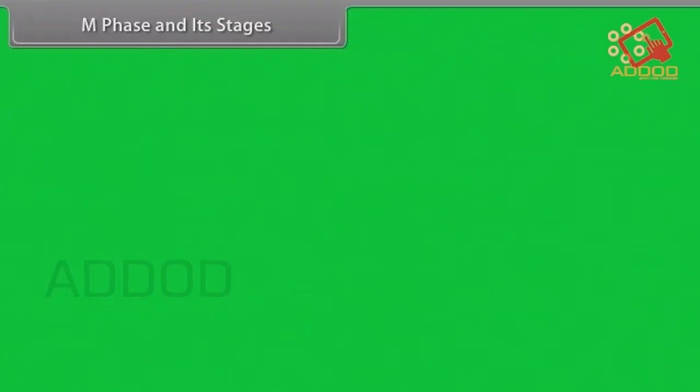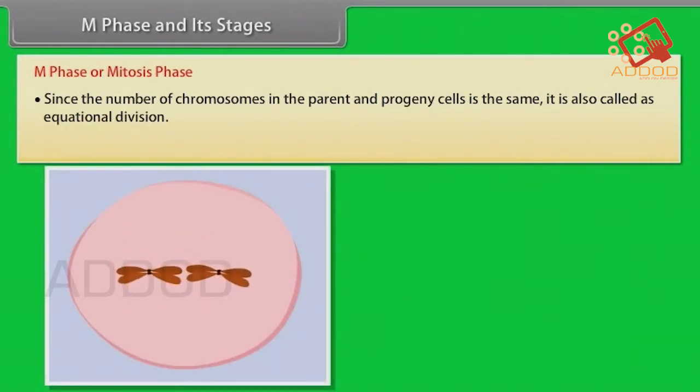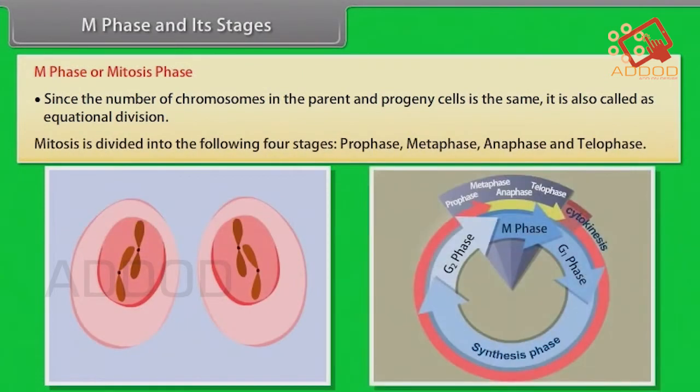M phase and its stages. M phase is also known as mitosis phase. Since the number of chromosomes in the parent and progeny cells is the same, it is also called equational division. Mitosis is divided into the following 4 stages: prophase, metaphase, anaphase, and telophase. Let us know them in detail.